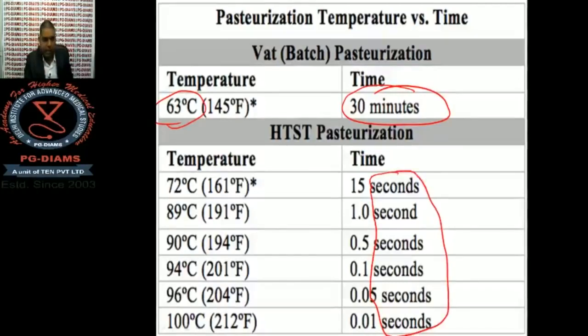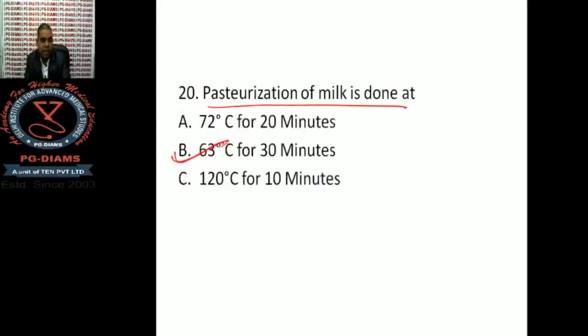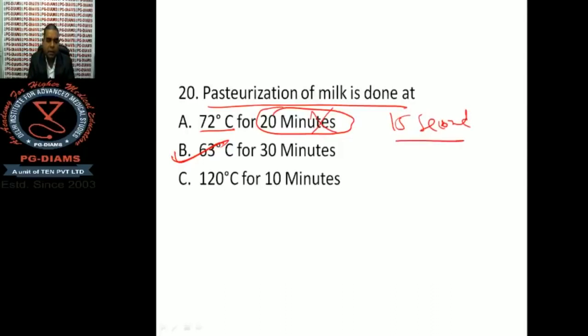Only seconds. And 72 degrees Celsius we hold for 15 seconds, not for 20 minutes. 72 degrees Celsius for 20 minutes is wrong; it would have been 15 seconds, then it would have been correct. Okay. So the correct answer is 63 for 30 minutes.